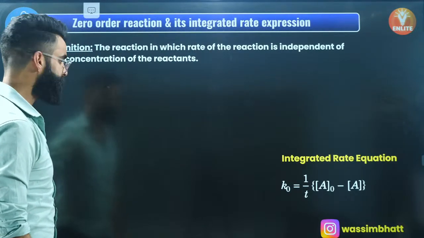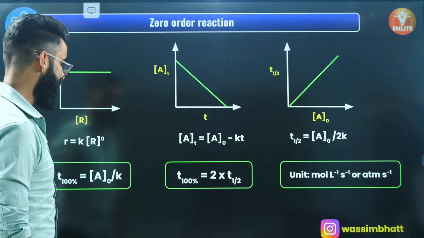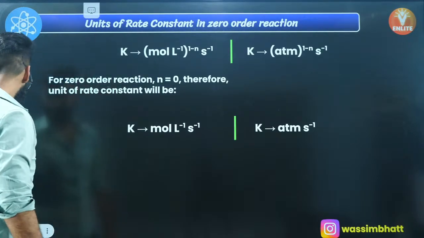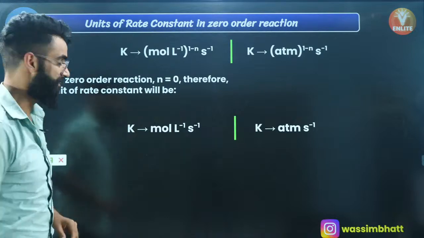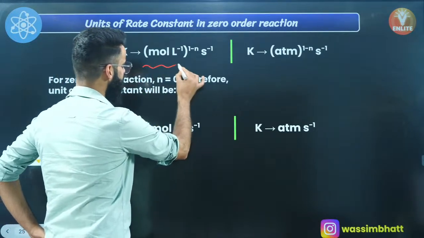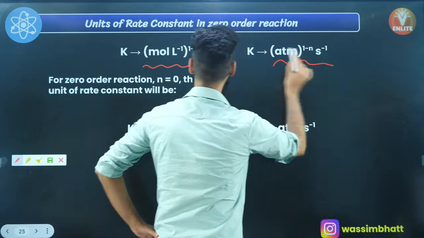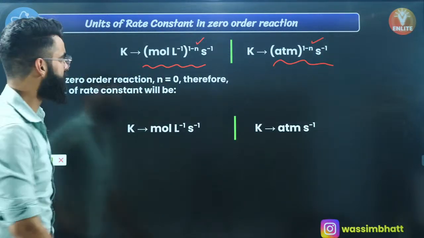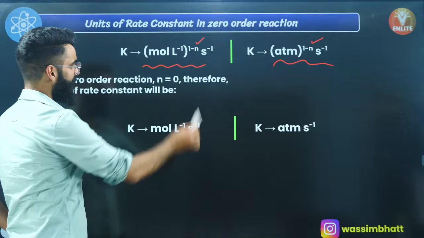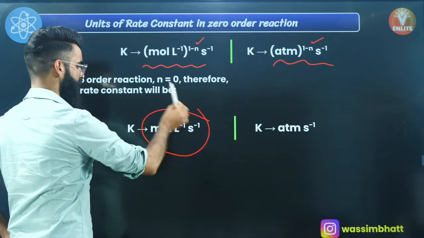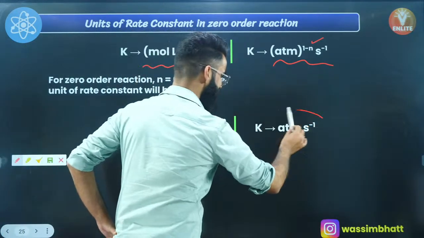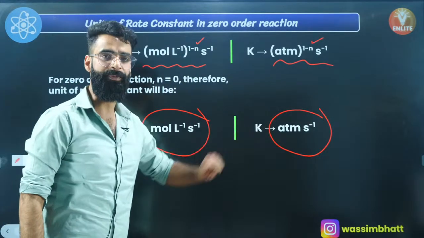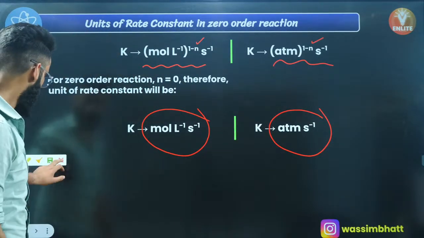So let's try to solve the questions. But before solving the questions, let's have a look at the units of the rate constant, my dear people. These are the general units of the rate constant, where n stands for the order of the reaction. Since right now we are talking about the zero order reaction, n has to be 0. If the value of n is 0, the units of rate constant are going to be mol L inverse s inverse and atm s inverse, right? These are basically the units of the rate constant for zero order reactions.